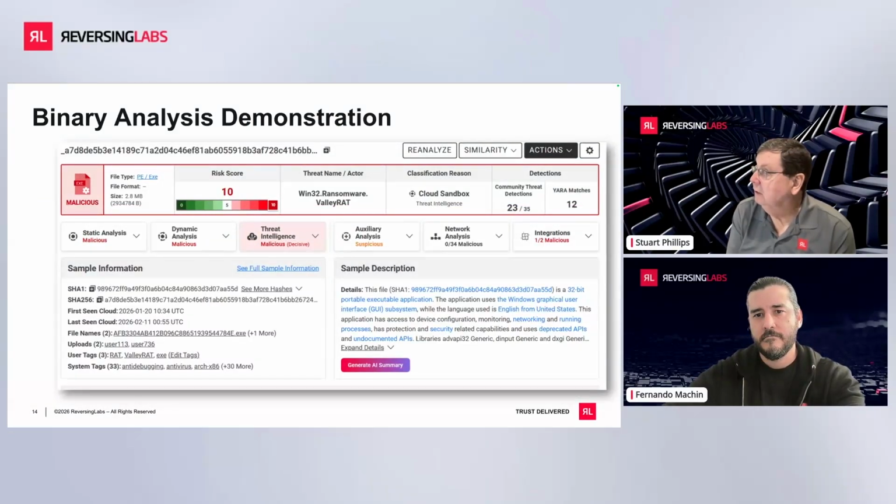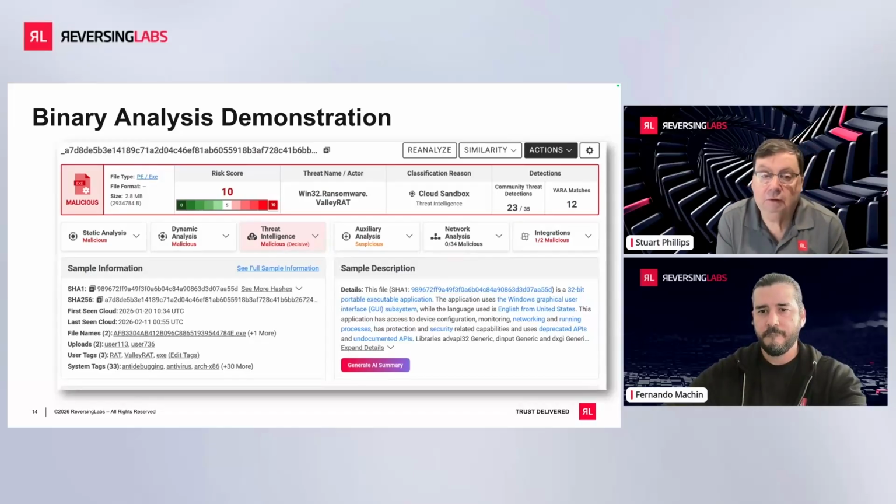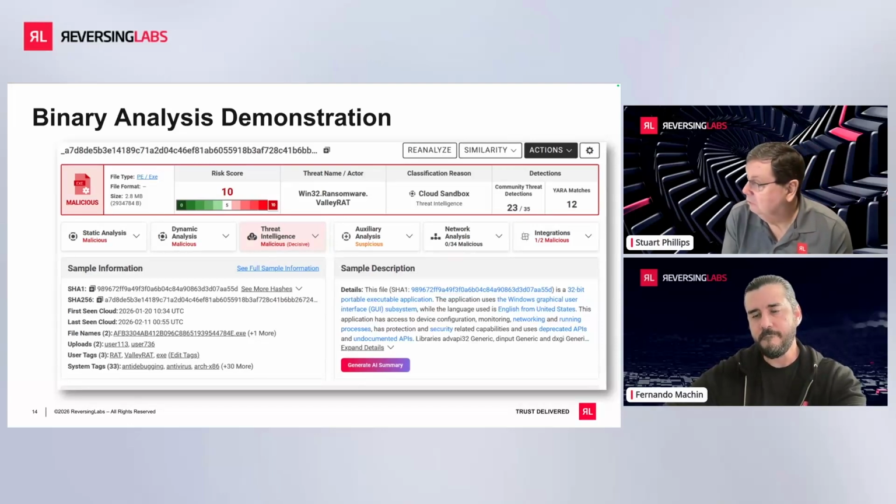Again, looking at Yara matches, community threat detections, which is antivirus, things like that. And then the static analysis detected it as malicious. We went ahead and sent it to the sandbox, and that also came back with more information. And then again, the sample information, all the indicators of compromise and everything, here. And then we also went ahead and created the sample description. And actually, we use AI now to generate these, and so they're continually updated on a daily basis.